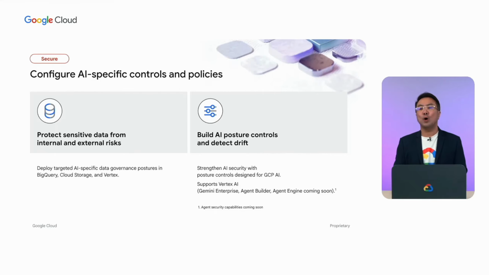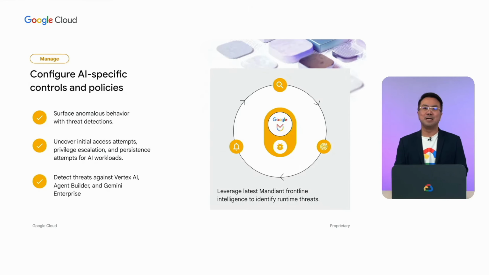Finally, we layer on top the best threat intelligence from Mandiant. With this integration of Mandiant frontline intelligence onto the platform, Security Command Center can detect any anomalous behavior that indicates an AI-specific attack, things like model theft and data poisoning. It's really looking at what Mandiant sees in the wild as part of our incident response work. It allows your security operations team to detect and respond to threats against your AI workloads in real time.